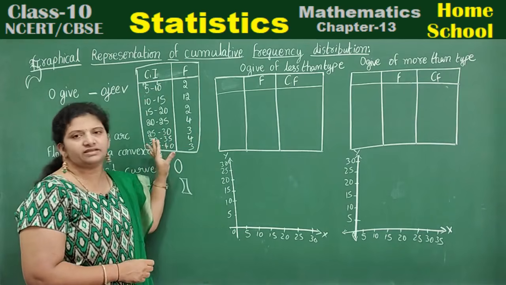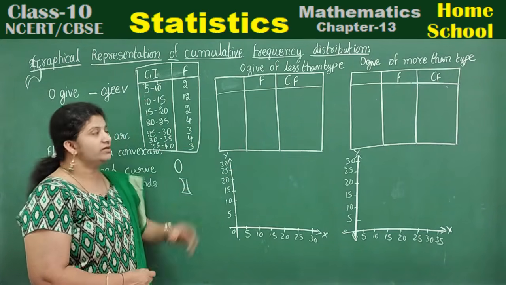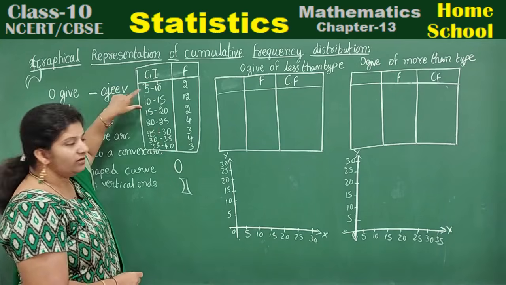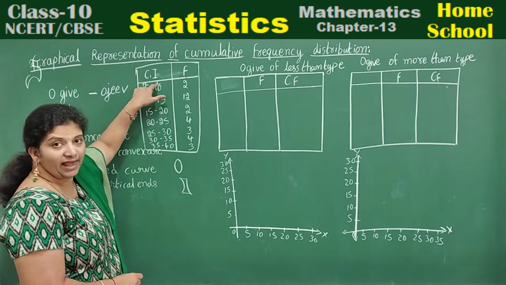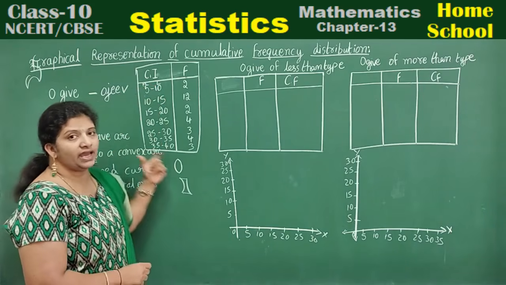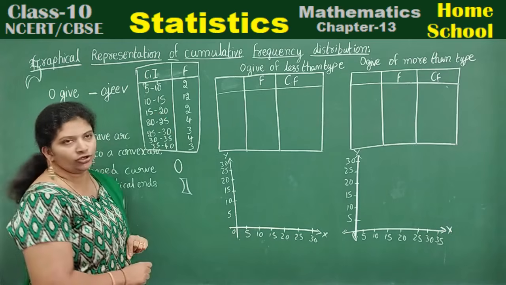So now using this example, we are going to do two types of curves. Why did I write M here? More than. Why did I write L here? Less than. When you are doing these types of curves, only one value we are going to take.